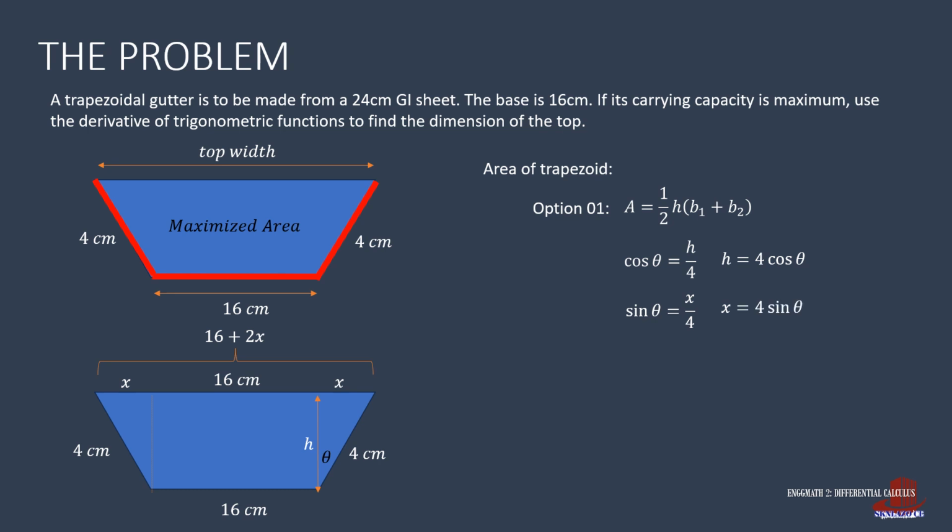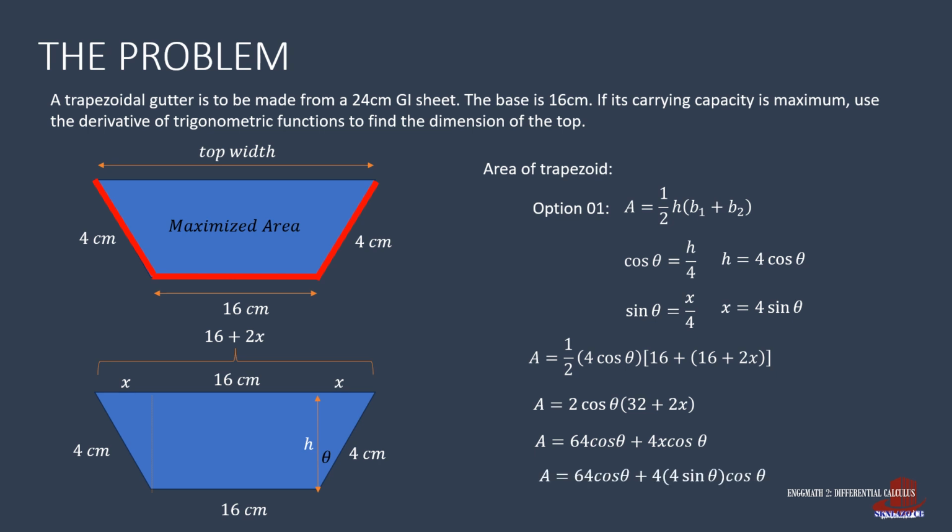Plug these two functions into the area of the trapezoid, making half of 4 cosine theta times the bottom base of 16 plus the top width of 16 plus 2x. Simplify the terms and have 2 cosine of theta times the binomial 32 plus 2x. Distribute 2 cosine theta and get 64 cosine theta plus 4x cosine of theta. This function has then three variables: the area A, the angle theta, and x.